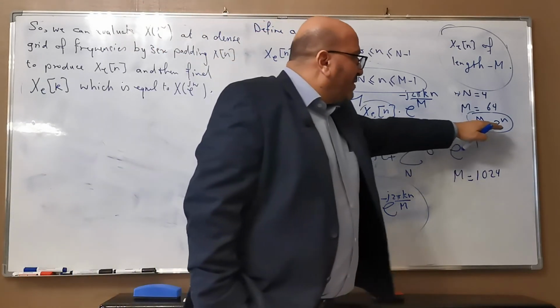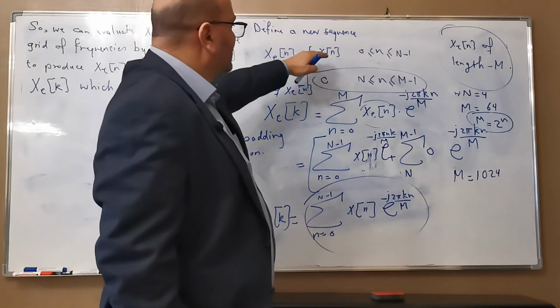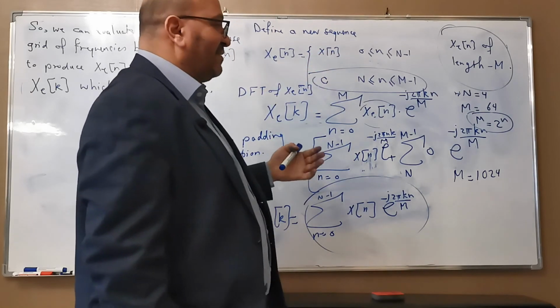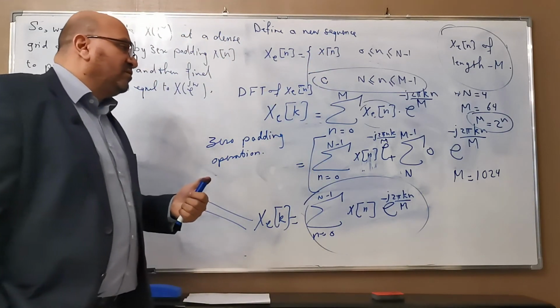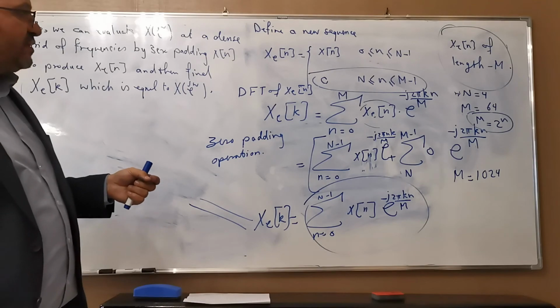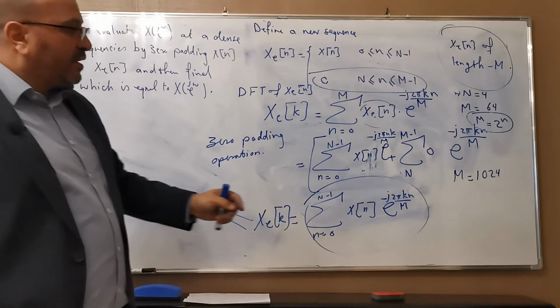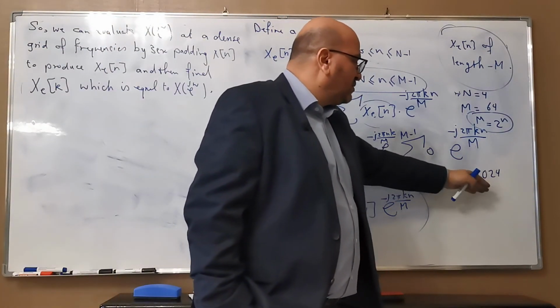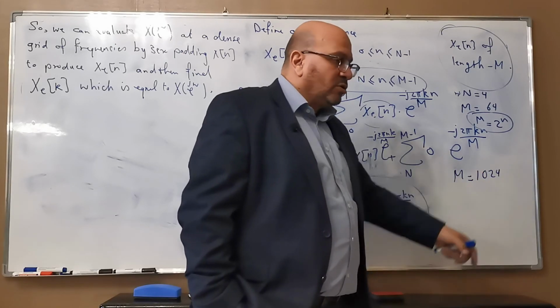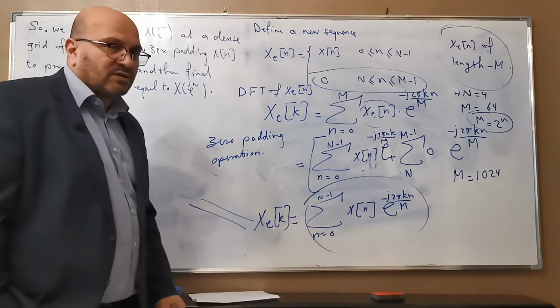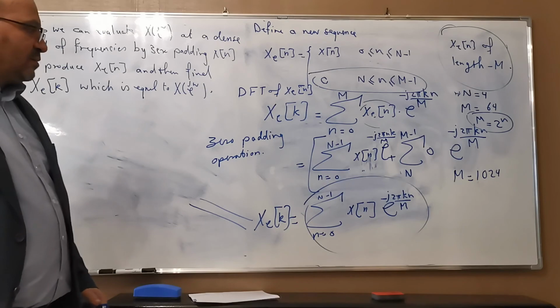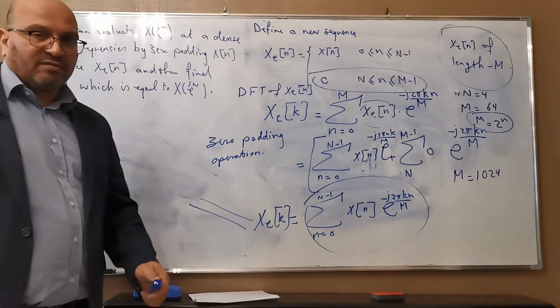So when you zero pad this sequence, you get a very excellent resolution of x of e^(j omega). And as you keep increasing, you get more and better resolution, which is something that we need probably in the future.